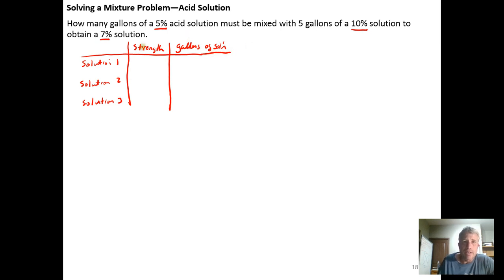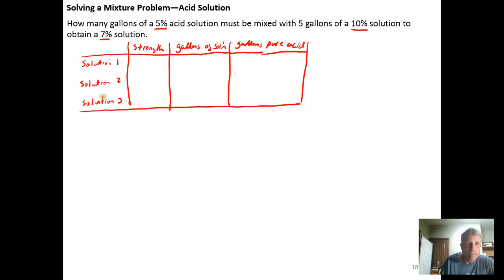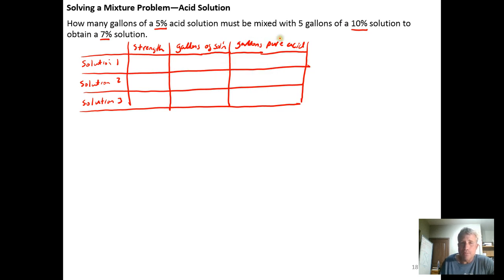And the idea is if I know the strength of the solution and the gallons of solution, I can come up with the gallons of pure acid. Gallons of pure acid. Boy, not spelling well tonight. Acid. There we go. So these are the pieces of information that we're going to be able to extract from our paragraph.